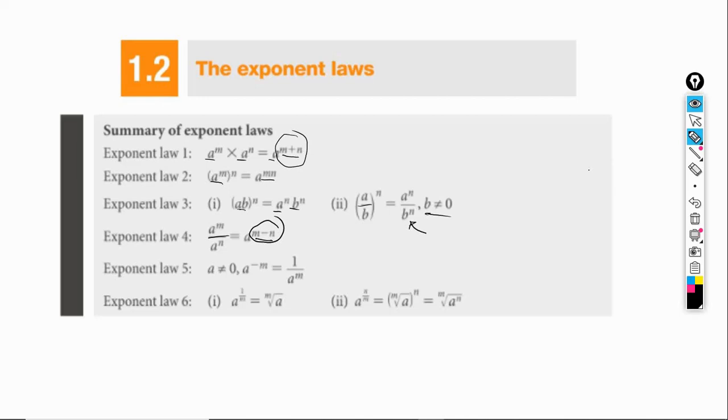Exponent law number 5 says that if a is to the power of a negative number, like a to the minus m, that is equal to 1 over a to the m. So this is a reciprocal, 1 over a to the m. Exponent law number 6 says that if you have a to the power of 1 over m, that is equal to the mth root of a. So this is the exponent rule for roots.